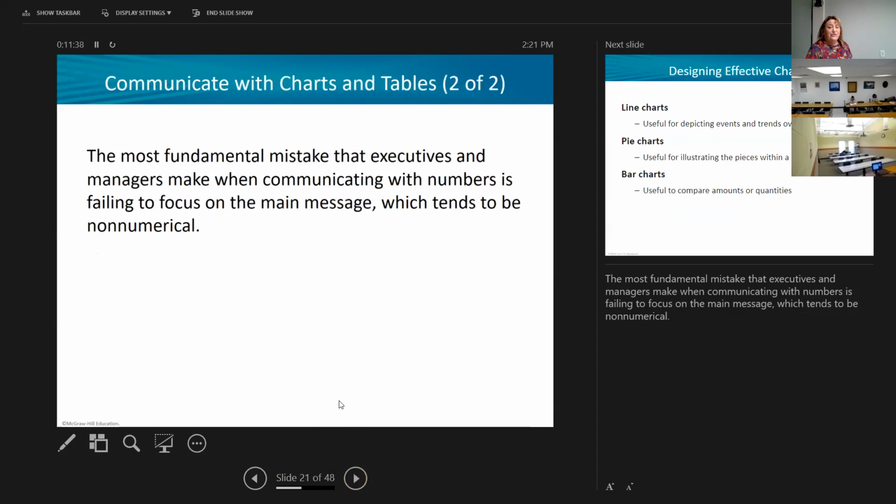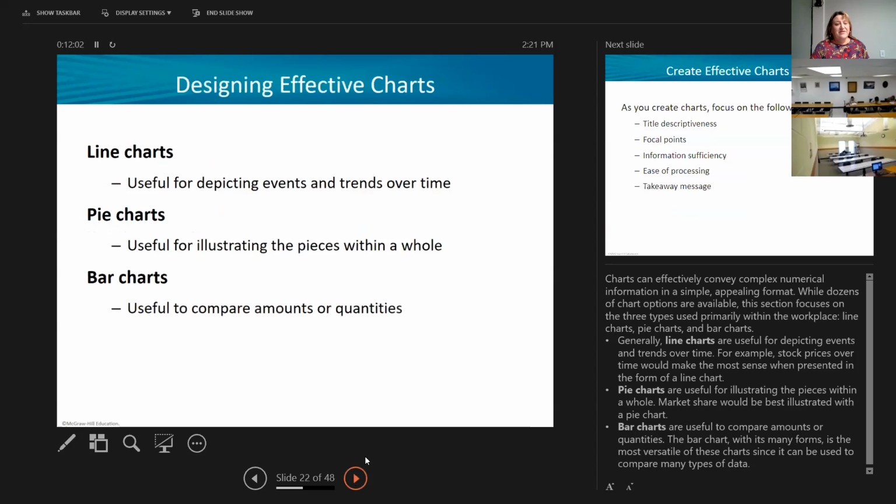So remember to use those charts and graphs to focus on your main message, which tends to be something that's not numerical. Lots and lots of numbers are not going to be easy for your executives and managers to understand. What they want is you to draw the conclusions from those numbers. Some of the easiest things to do are to create charts like line charts, pie charts, and bar charts.